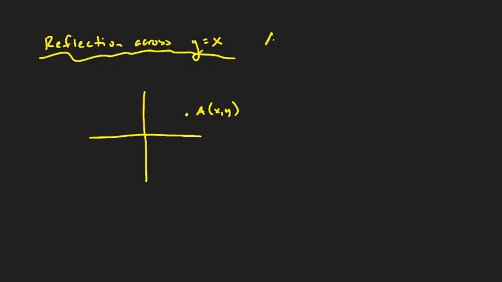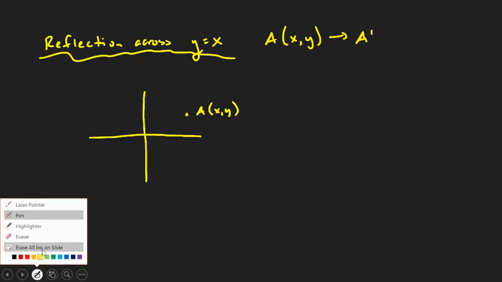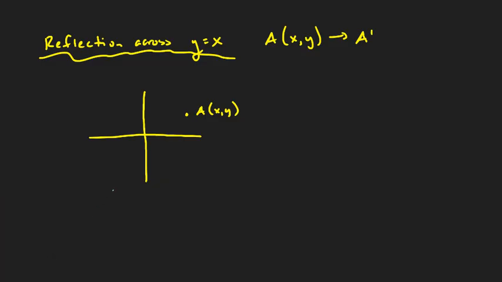And again, I'm trying to see what is happening to my pre-image A, which is located at (x, y), to get my image A prime. Well, we have to understand what the line y = x means. So the line y = x means that it has a y-intercept of 0. So let's break this down here. It has a y-intercept of 0 and a slope of 1 over 1. So essentially what it looks like is this. It goes to the origin, and it goes up 1, right 1, up 1, right 1, just like this.